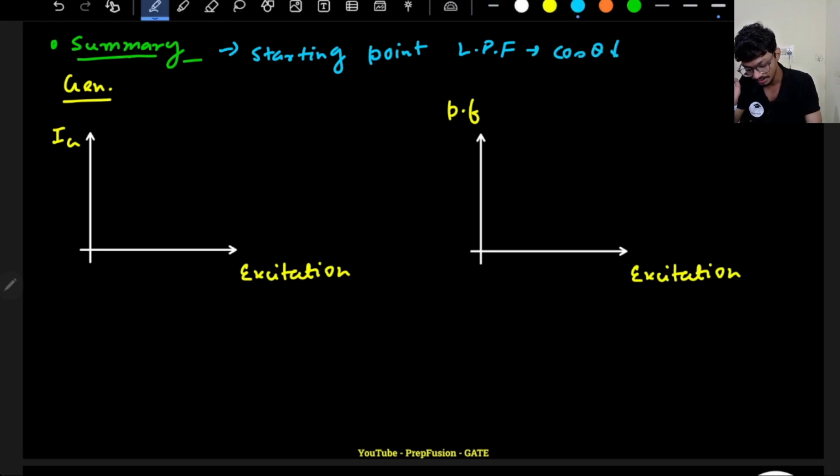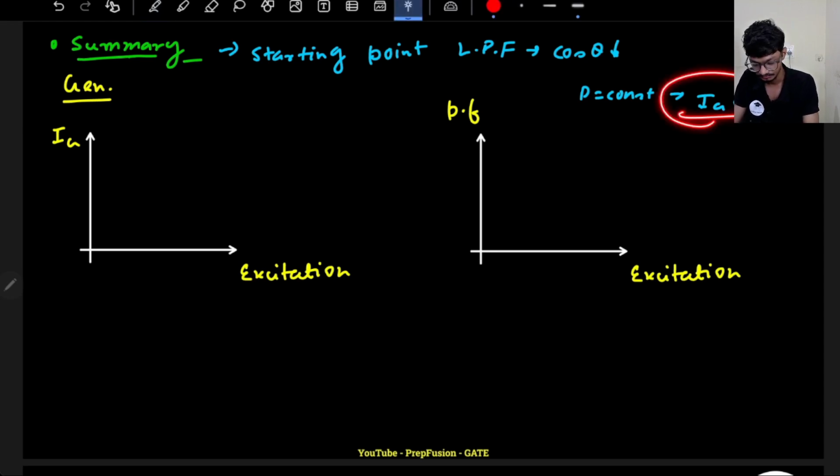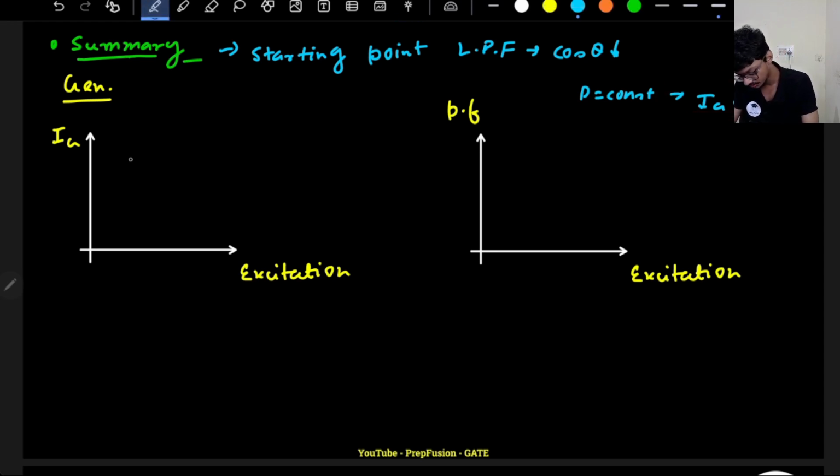Now I know my power is constant. So if power is constant, that means my current IA will be very high. So I know the starting point IA will be very high. Okay, so I will start somewhere from here. Starting point IA will be very high, and the ending point IA also will be very high. So the armature current will always be a V shape.